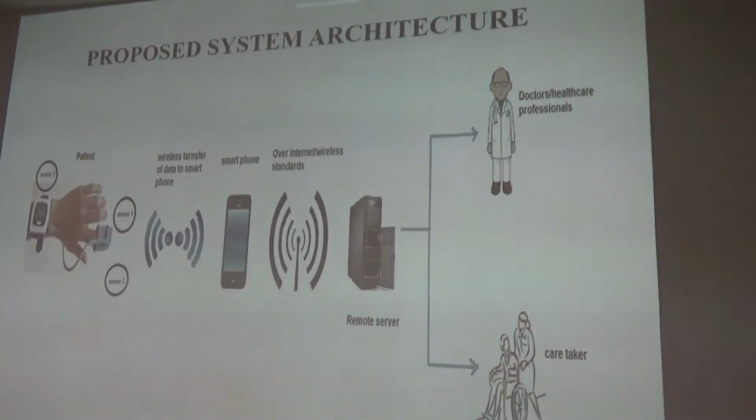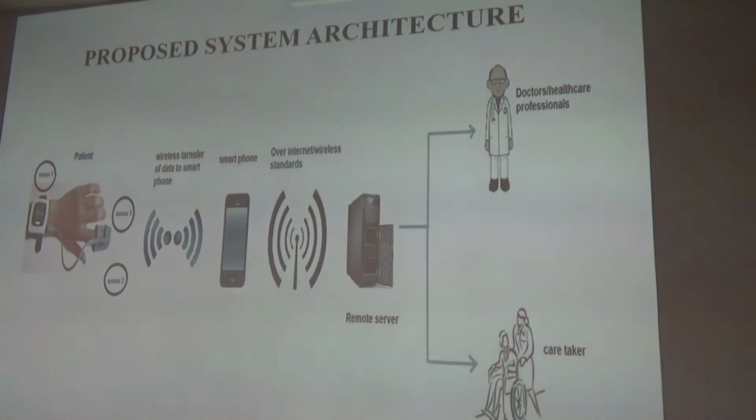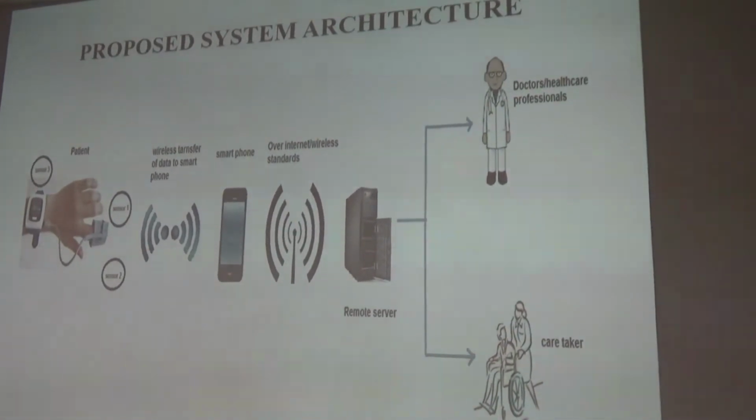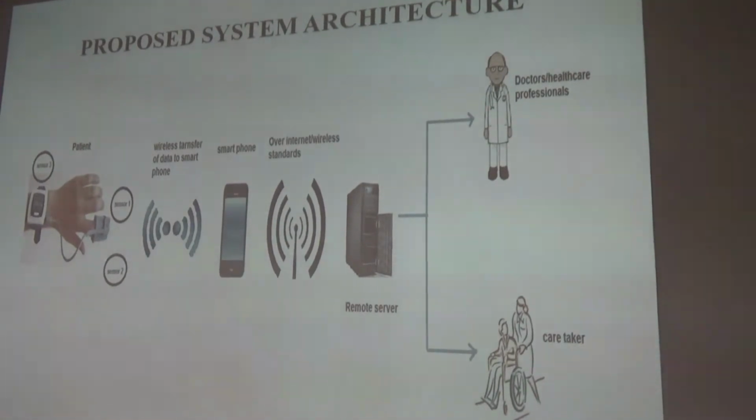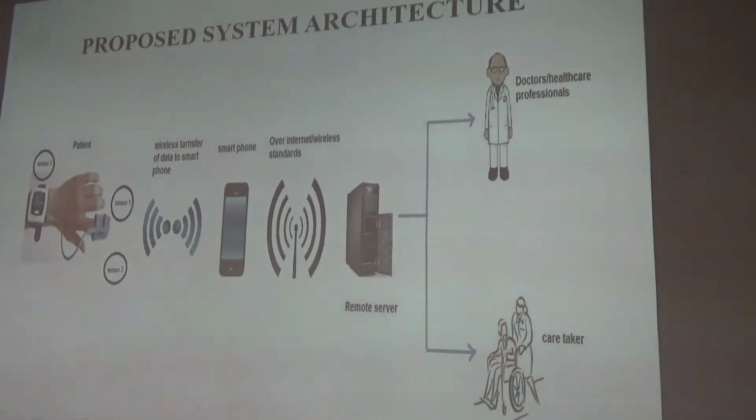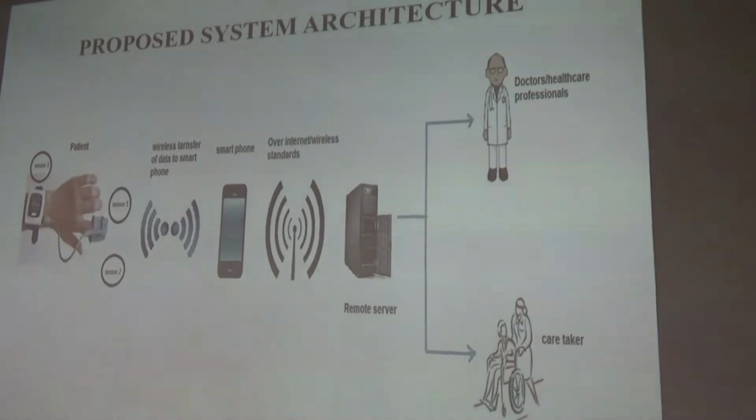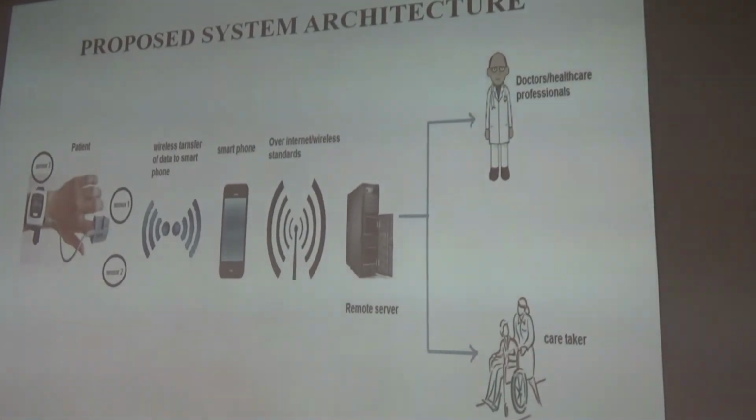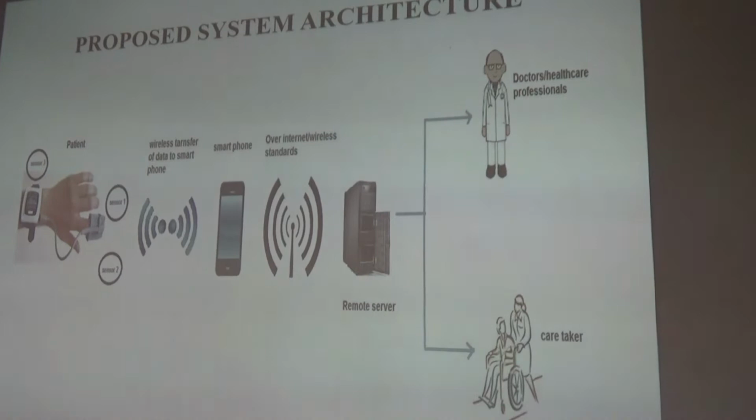This is the proposed system architecture of our project. The proposed system consists of two sensors. One sensor, TCRT5000, is used for measuring blood pressure, pulse rate and blood glucose, and DC-M03 is used for SpO2 monitoring.